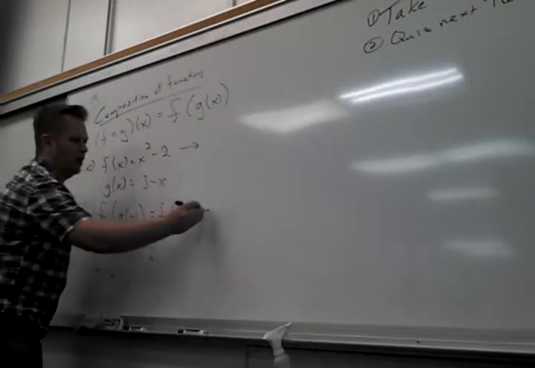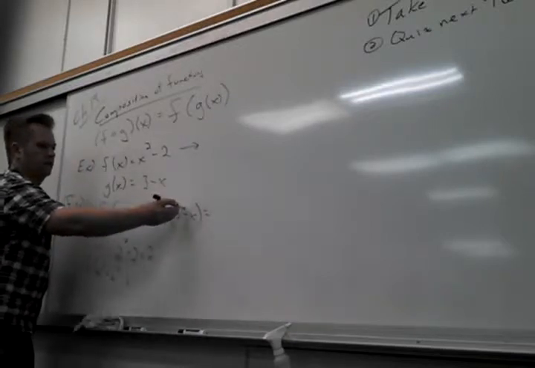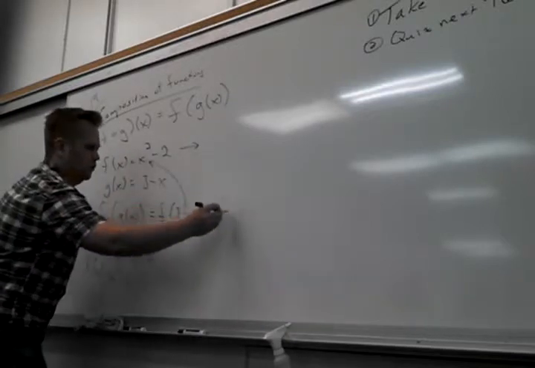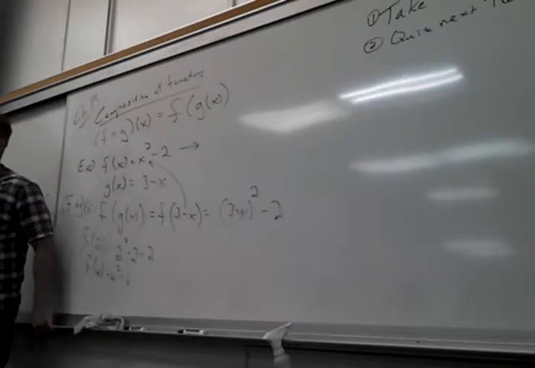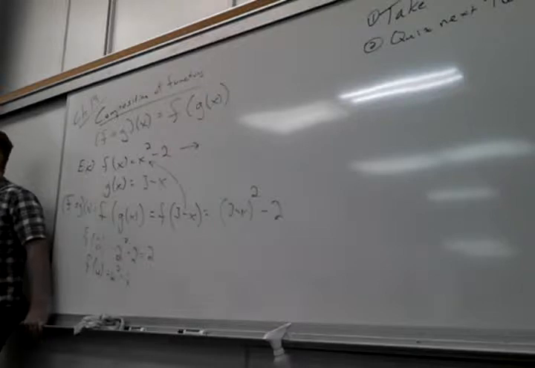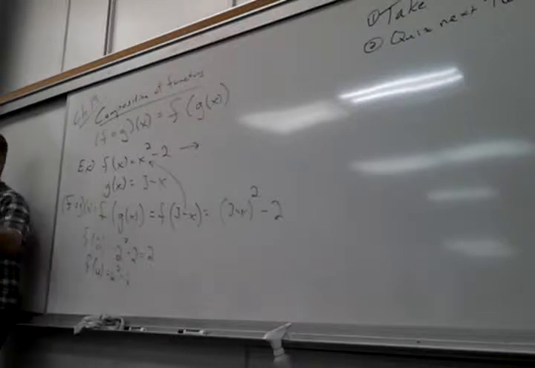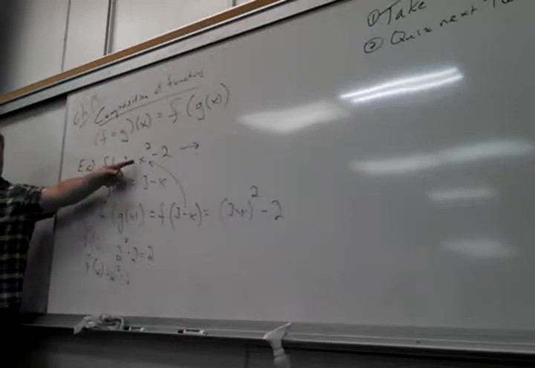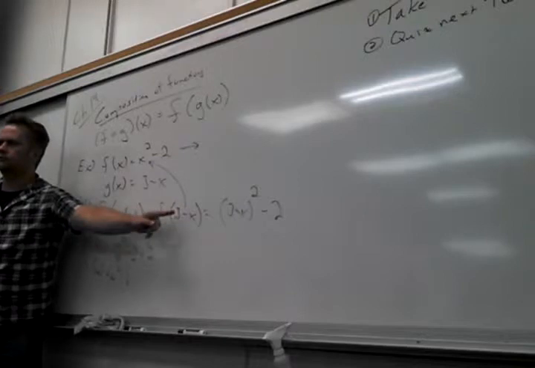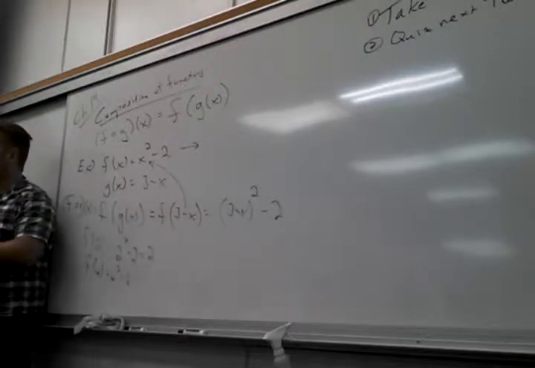So what is f of 3 minus x? 3 minus x squared, the whole thing. 3 minus x squared minus 2. I mean, the function notation is so single-minded. It just says whatever's in there, put it in. In place of x, you put what's in there. That's all it means. Don't let it mean any more than that.